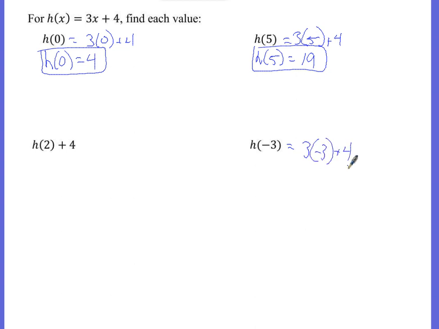Okay, so h of negative 3 equals what? Negative 5. 3 times negative 3 is negative 9. Negative 9 plus 4 is negative 5.